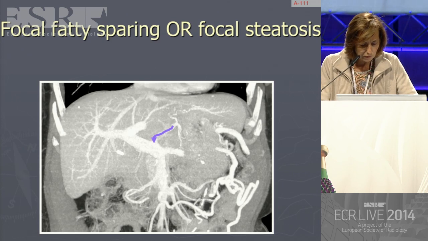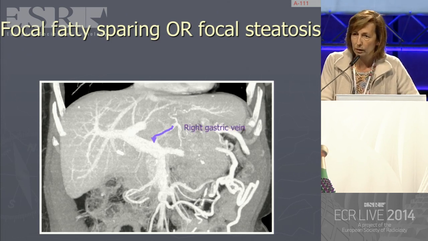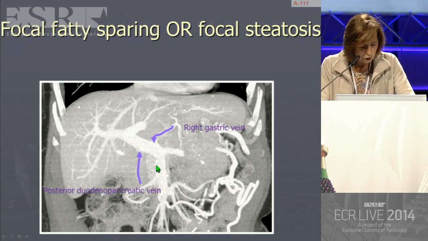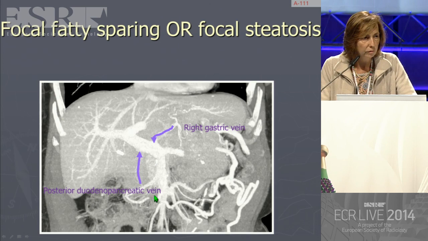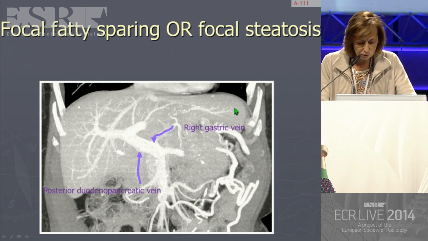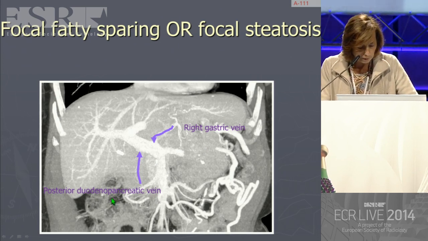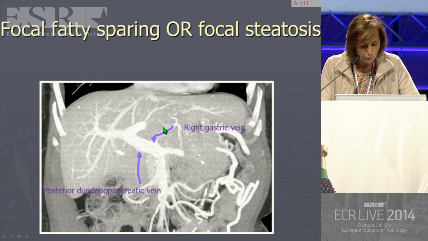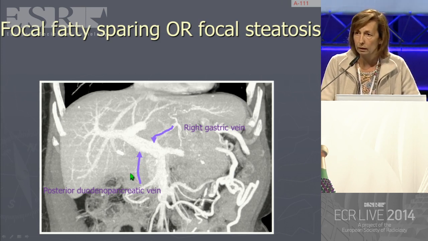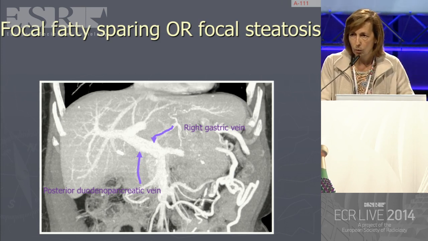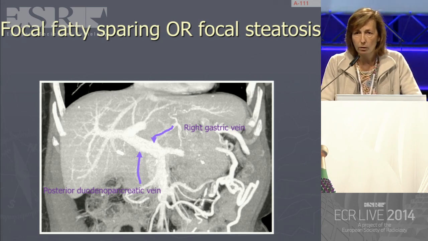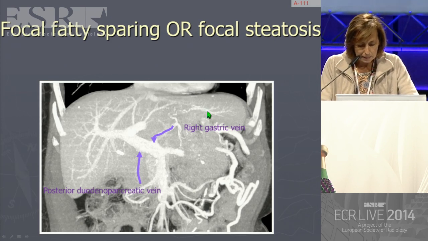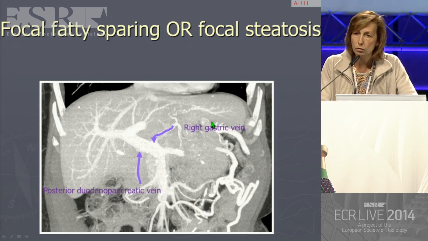Because this vein, which is called right gastric vein, has not the same component as this one, which is the posterior duodenopancreatic vein. This one does not contain insulin. This one has a high content in insulin. Usually, when both veins drain in the portal vein, the blood will be mixed and there won't be any heterogeneity within the liver. But, unfortunately, there are many variants of this venous drainage.